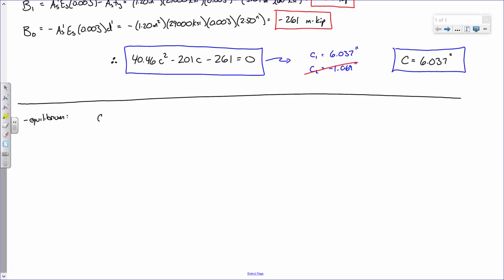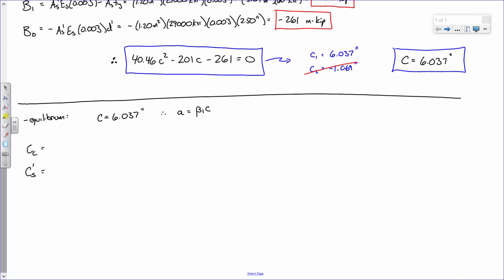Okay, C is 6.037 inches. How do I compute A? If I know what C is, how do I compute A? Beta 1 times C. Now, I'm not going to compute it, I just want it right here. I have two compressive forces, right? A compressive force in the concrete and a compressive force in the steel, upper layer of steel.